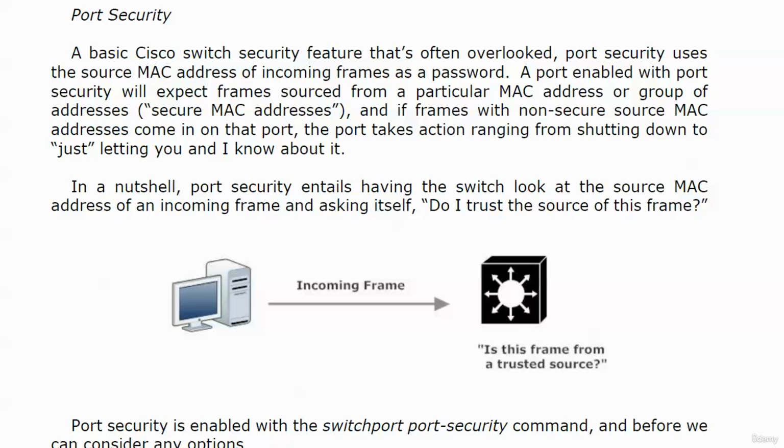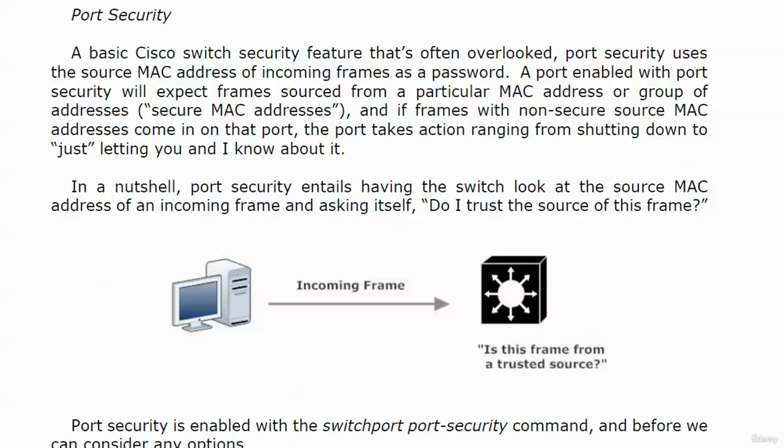The decision there is, how do we decide if it's from a trusted source or not? What we're going to have is a table of secure MAC addresses, and it could just have one secure MAC address in it. It's on a per port level, so one port will have some secure MAC addresses, another port may have others. If frames with non-secure source MAC addresses come in on that port, the port takes action ranging from shutting down entirely to just letting you and I know about it.